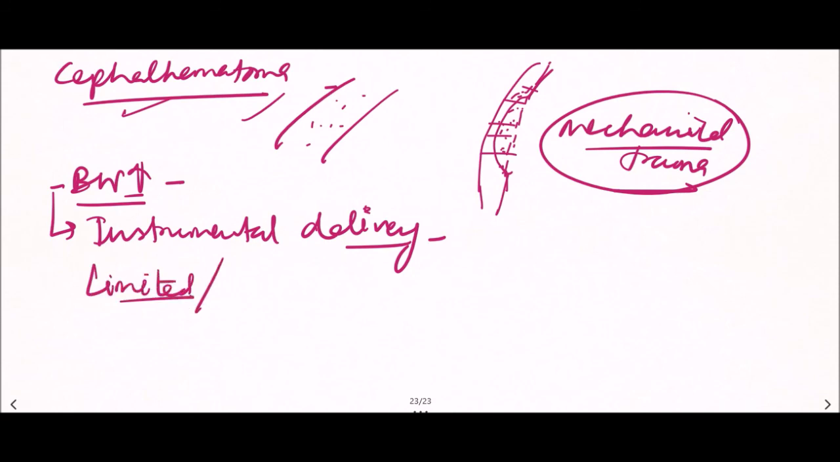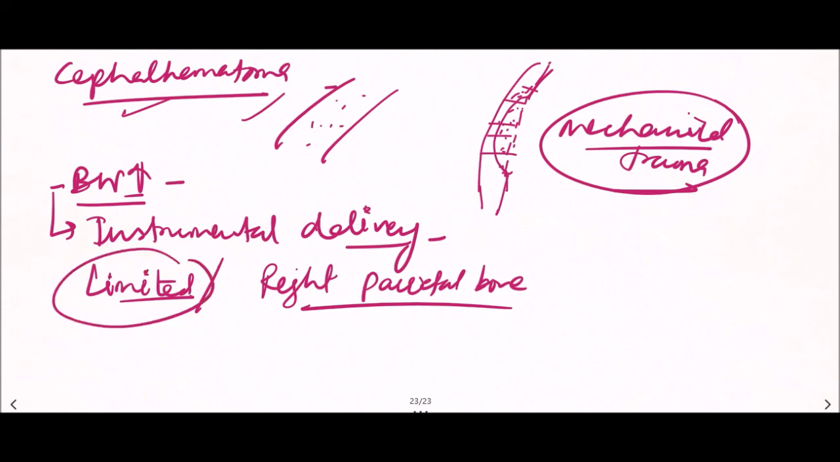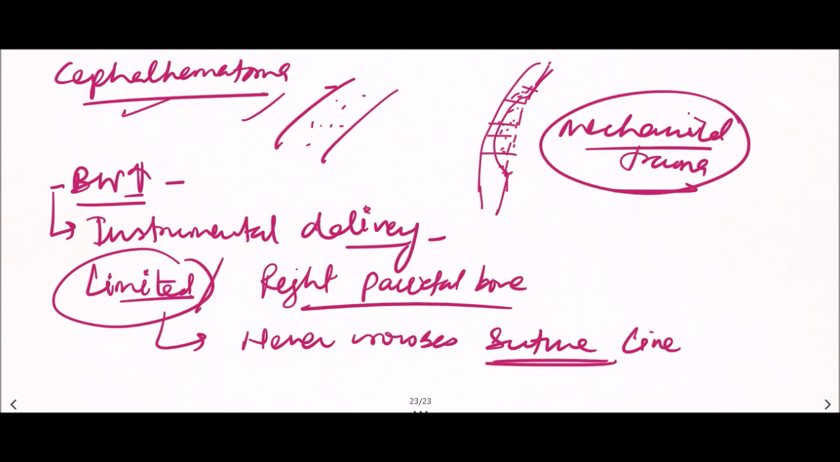And commonly, the right parietal bone is affected, and the important feature is that as it is limited by the periosteum, it never crosses the suture line. So it never crosses the suture line because it is present below the periosteal surface.